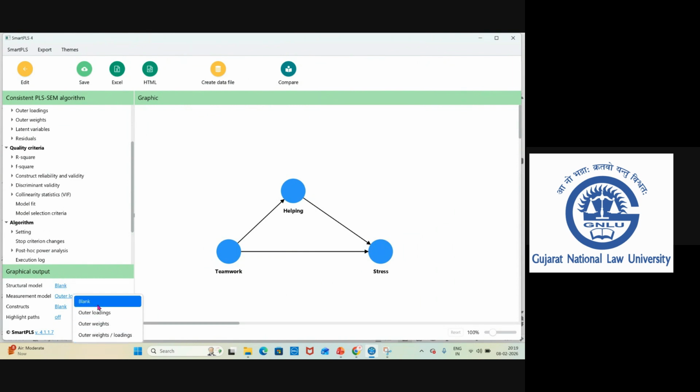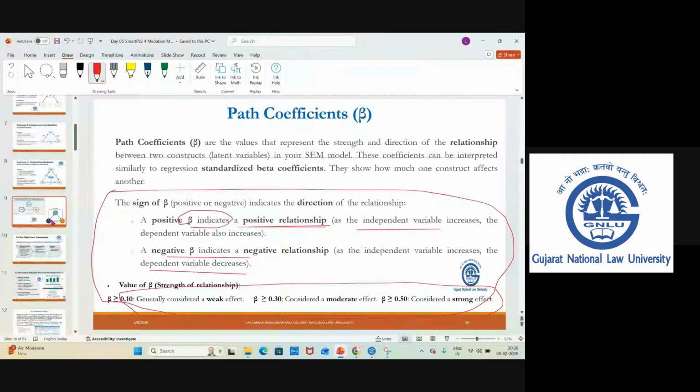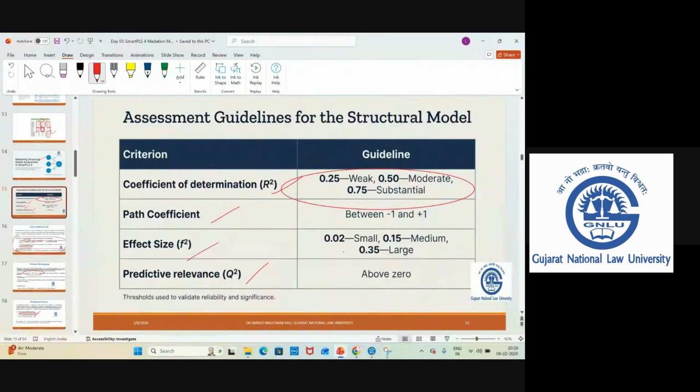Measurement model will be blank. Structural model, we have F square. Construct will have R square. If you remember yesterday's session, we have discussed what the effect size is and how to measure it. Yesterday's slides are clearer from a reading point of view, because I believe you must have already watched it. Otherwise, I request you to watch it. I spent more time explaining the structural model step by step. But today, as it is a revision, I'm going a little bit fast.